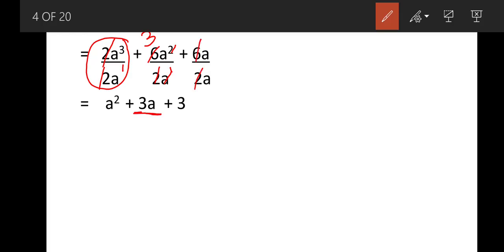Likewise, 6 and 2 will be cancelled out and you will be getting 3a. Then 6 divided by 2a, with 3a cancelled out, you will be getting 3 only as the constant term. So your answer will be a square plus 3a plus 3.